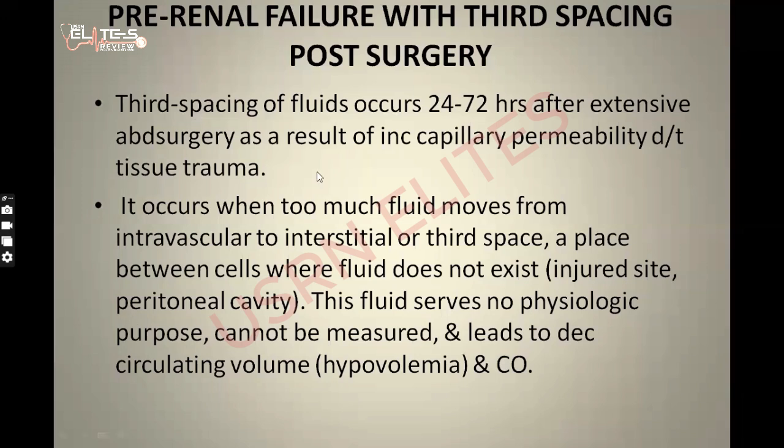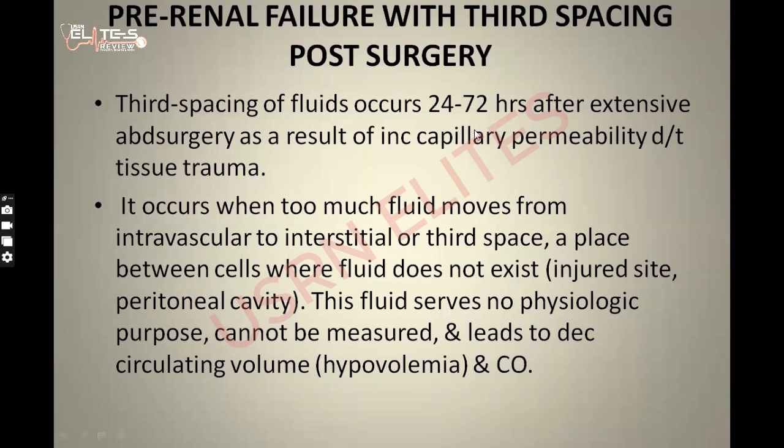So please, when you say interstitial, do we understand interstitial spaces? Do we understand? Okay, I think we all understand if nothing is coming. So when we say third spacing of fluid occurs 24 to 72 hours after extensive abdominal surgery, what we mean by that is there is increased capillary permeability. Especially after surgeries like abdominal surgeries, you mess up with tissues and blood vessels and the rest.